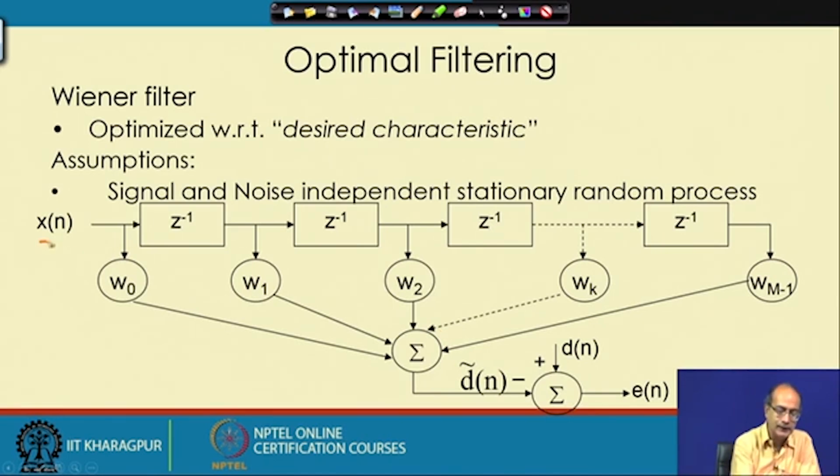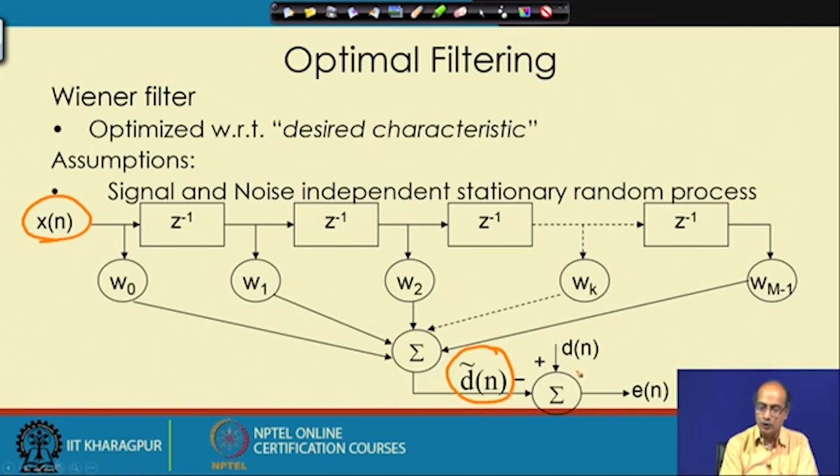Our signal is here: x n, the observed signal, which consists of the real signal plus noise. We pass it through a tap delay filter, or some resistors we can say, and with the help of this delay line we get the present value of the signal as well as a few past values. They are multiplied with respective weights and we add them up, and at the end what we get, we call the desired signal, d tilde n.